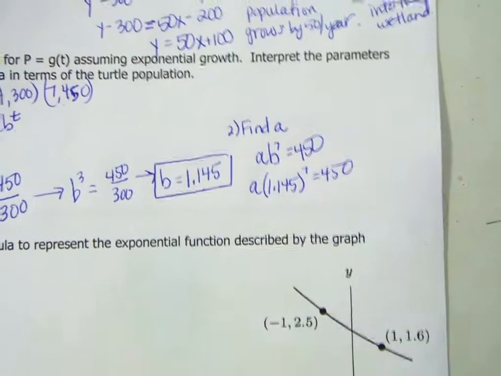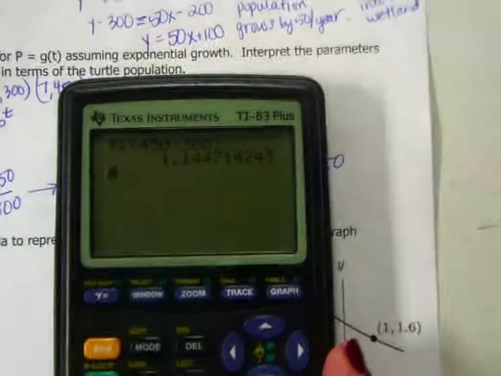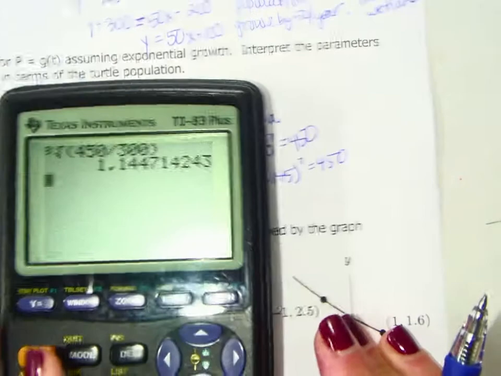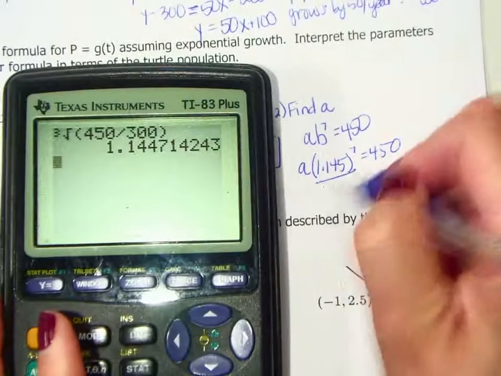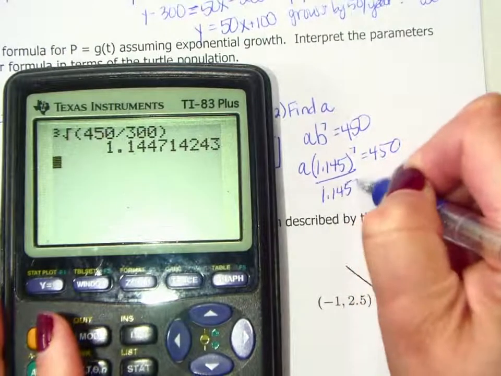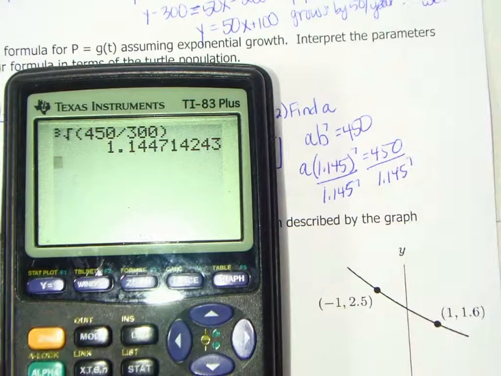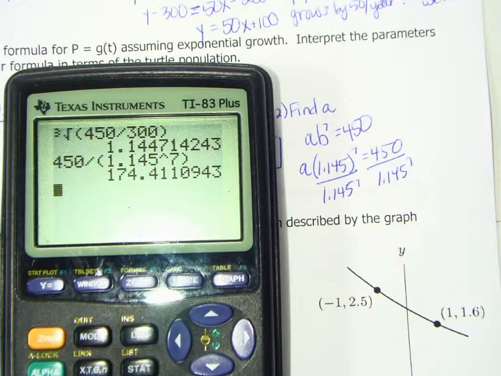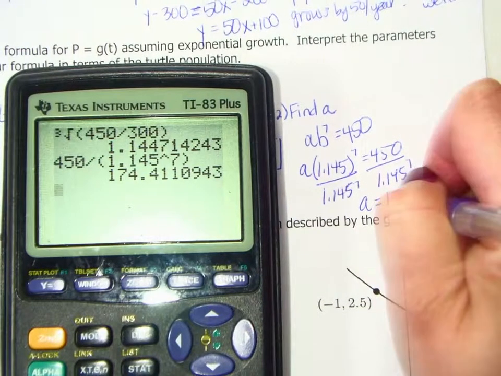Again, I would let my calculator do the work here. To solve for a, I essentially divide both sides by 1.145 to the 7th. So that's what I'm going to put on my calculator: 450 divided by 1.145 to the 7th. And I'm getting that a is equal to 174.